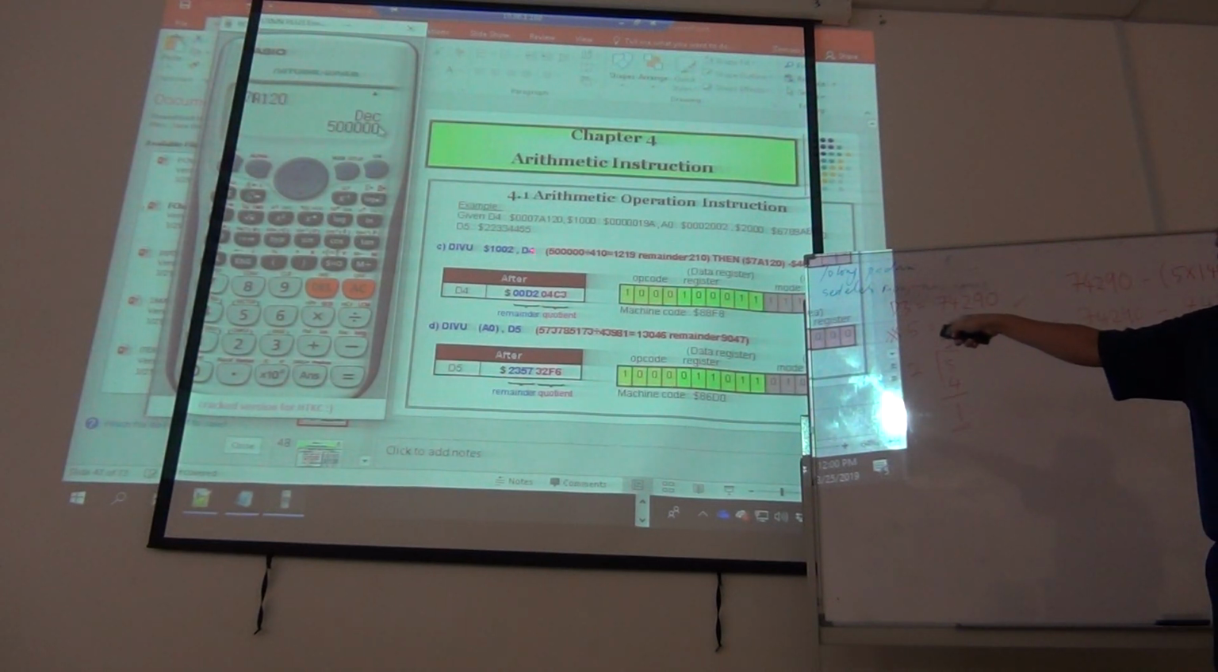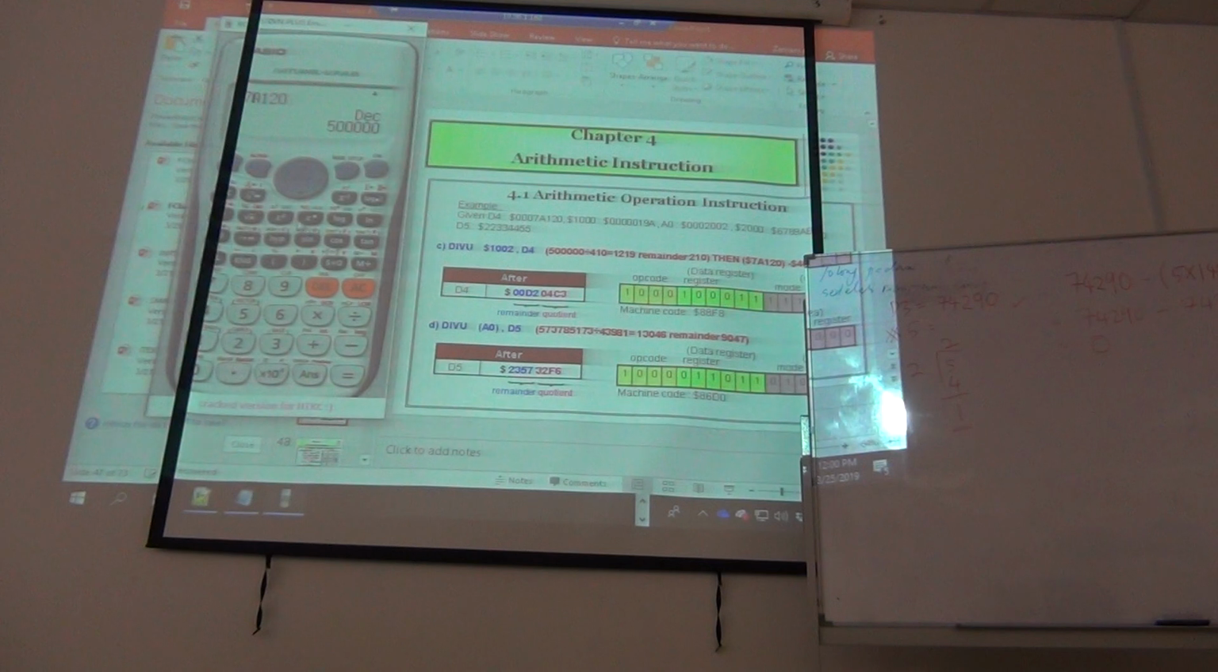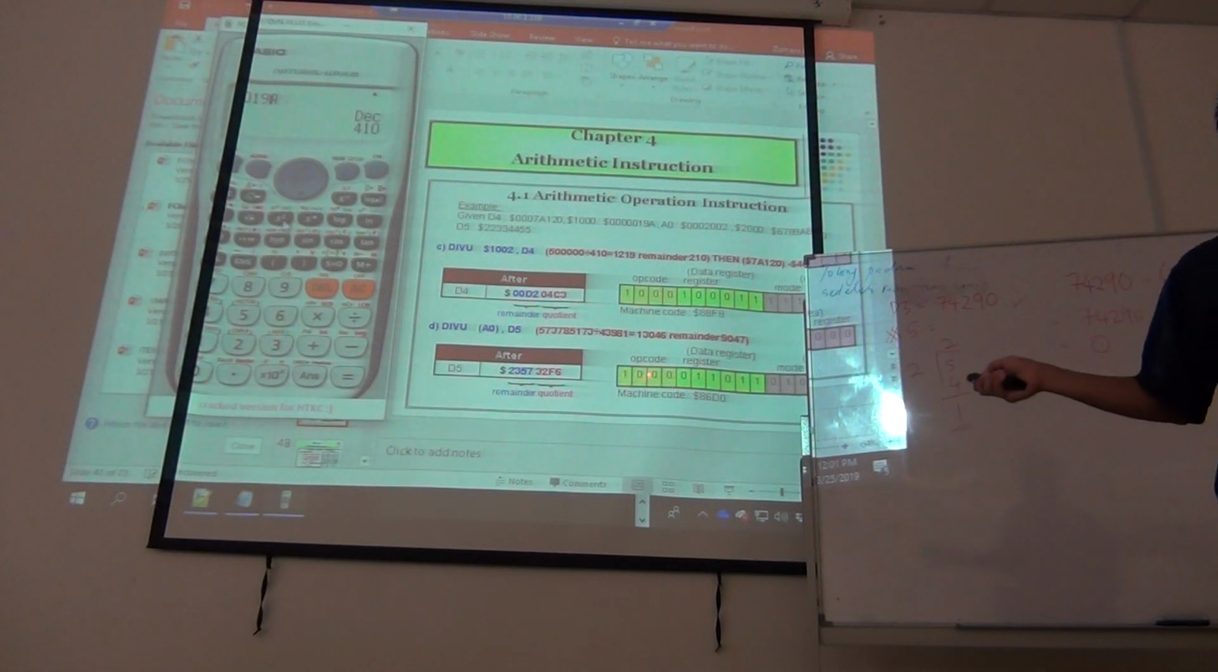Now you have to divide by the value at location 1002. The value is 0198. 0198 is equivalent to what? In hexa, go to decimal. The value is 410 in decimal.